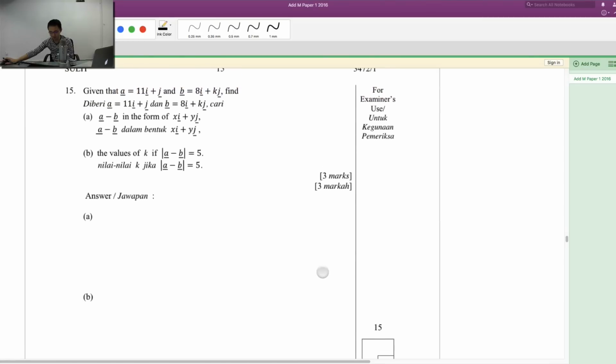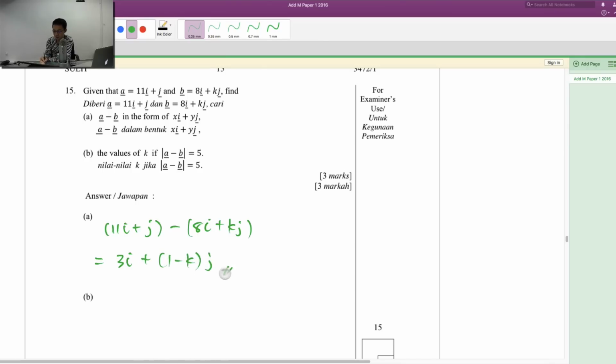Another vector question. Okay, so a minus b. It's very easy. So a minus b, I will say 11i plus j minus 8i plus kj. So 11 minus 8 is 3i. 1j minus kj, so will be plus 1 minus kj. That's all. And okay, given the modulus of this one is equal to 5.